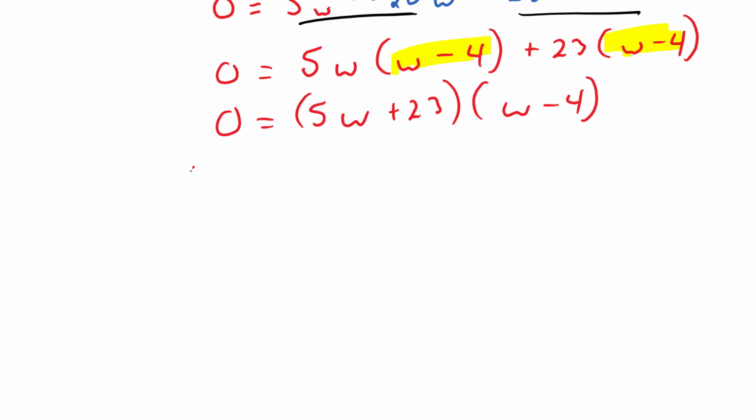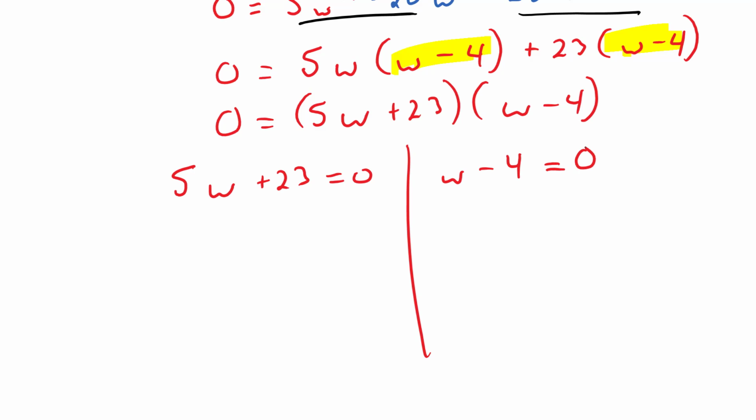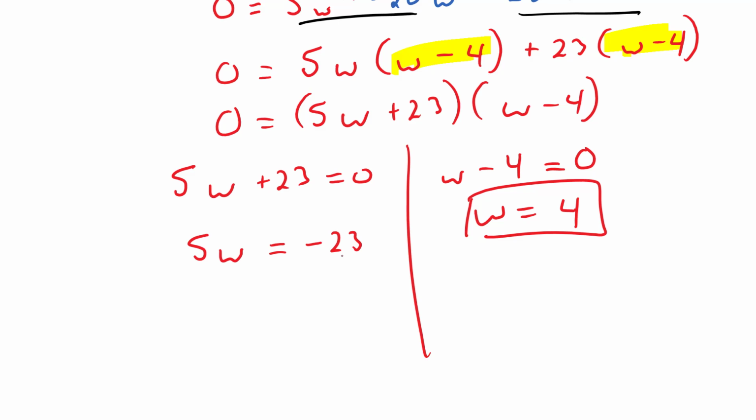Let's now break it up. 5w plus 23, if that's equal to 0, then the whole equation is equal to 0. W minus 4, if that's equal to 0, the whole equation is equal to 0. Solve this one, w is equal to 4. Solve this one, 5w is equal to negative 23. Divide both sides by 5. Cancel each other out. W is equal to minus 23 over 5.